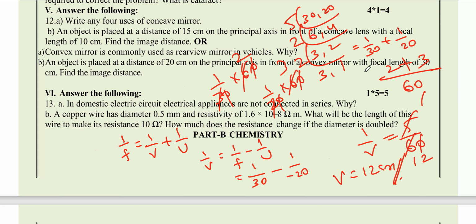Then this entire term, 1 by 30, multiply it by 60, whatever the LCM comes out to be, multiply by that. 1 by 30 into 60, the 0s cancel, 3 1s are 3, 3 2s are 6, 2 1s are 2. 1 by 20 multiply by 60, 0s cancel, 2 1s are 2, 3 1s are 3. 2 plus 3 is 5, 5 by 60, 5 1s are 5, 5 12s are 60. 1 by v equals 1 by 12, reciprocal, v by 1 is 12 by 1, so v equals 12 centimeters. Understood? Speak out. Good. Shall we proceed to the next question?